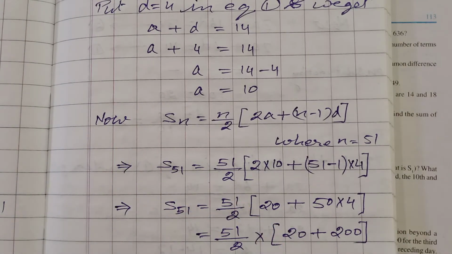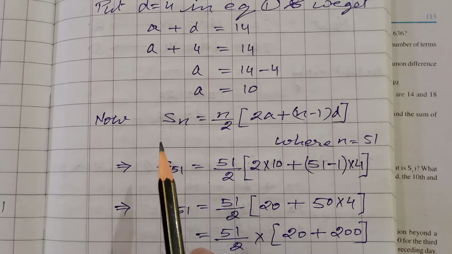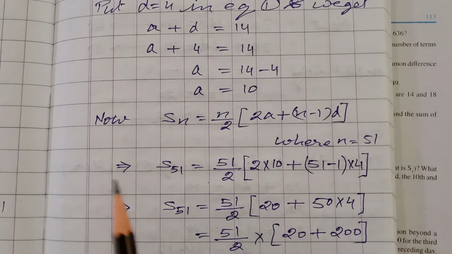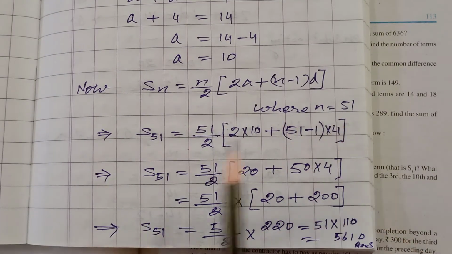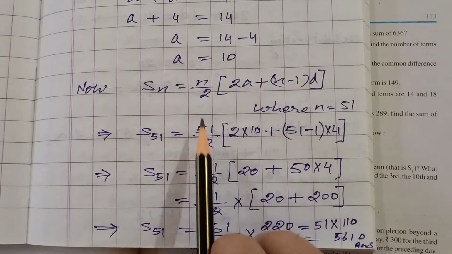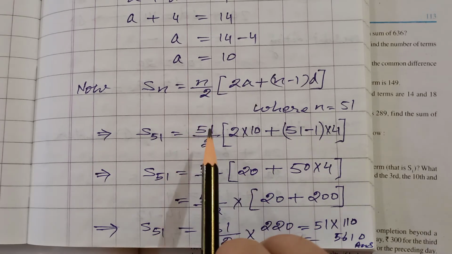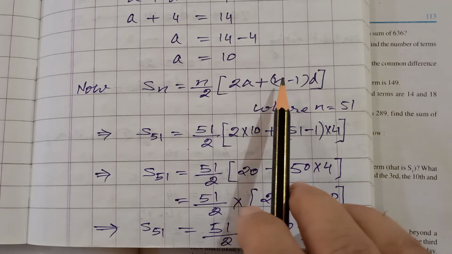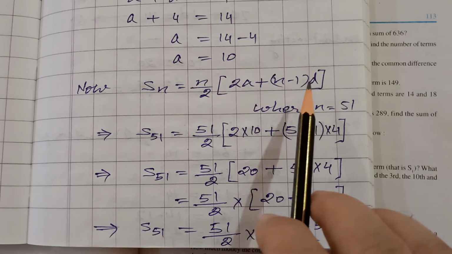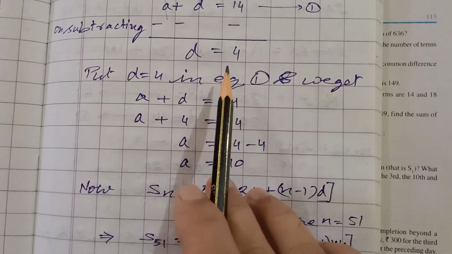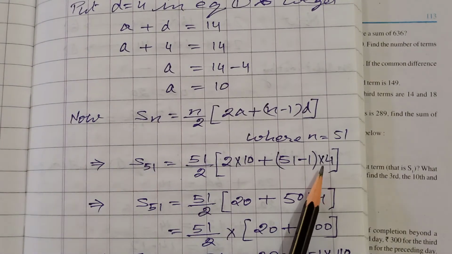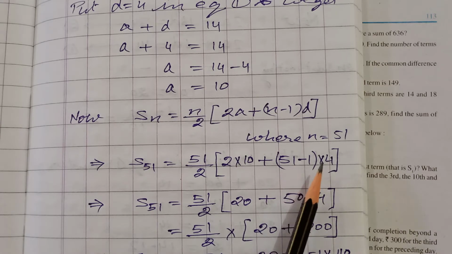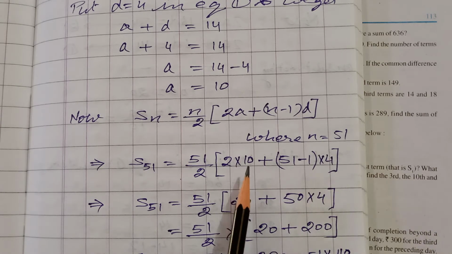Now we find S51. Formula of Sn is n upon 2 bracket 2a plus n minus 1 into d, where n equals 51. So we write S51 equals 51 upon 2 bracket 2 times value of a, which is 10, plus value of n is 51, 51 minus 1, value of d is 4. 51 minus 1 is 50. 50 into 4.